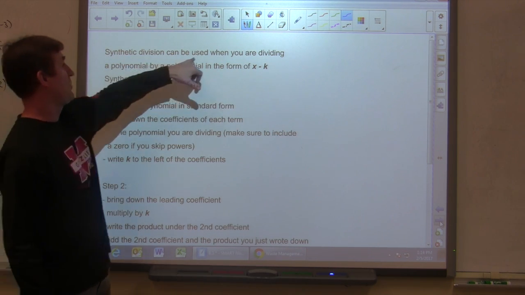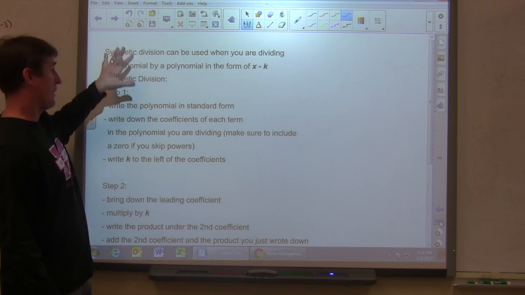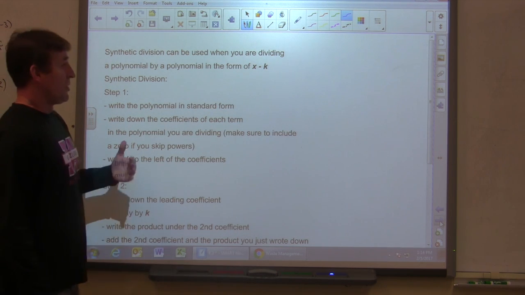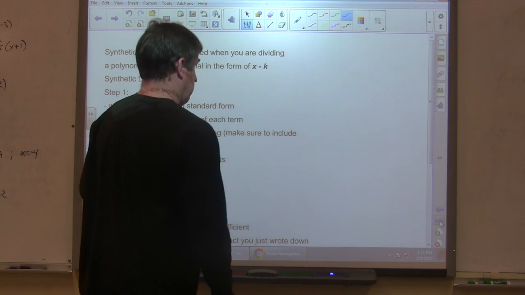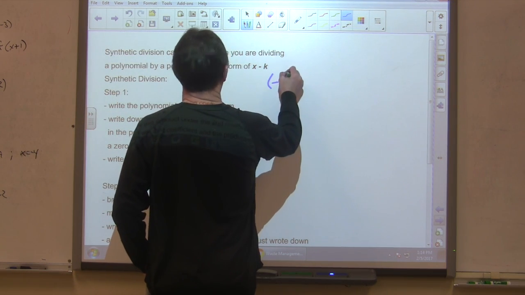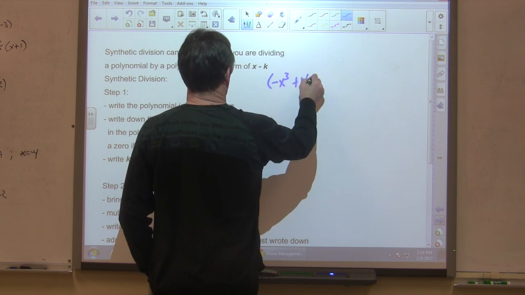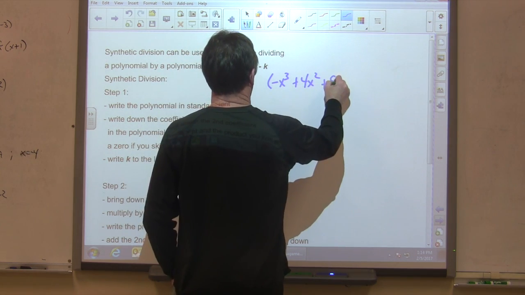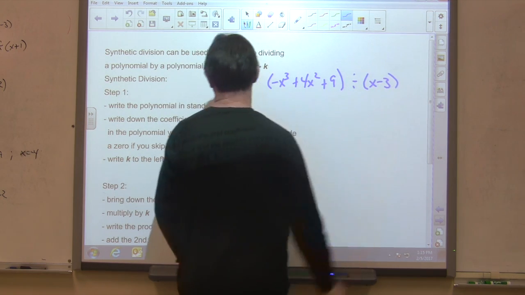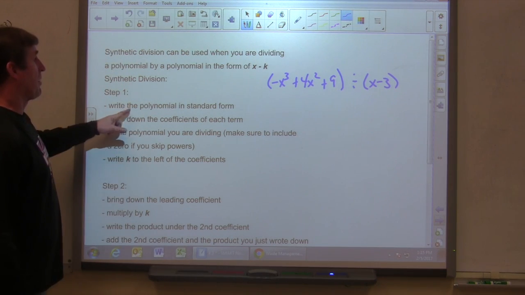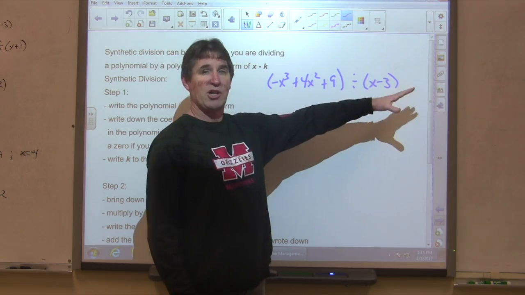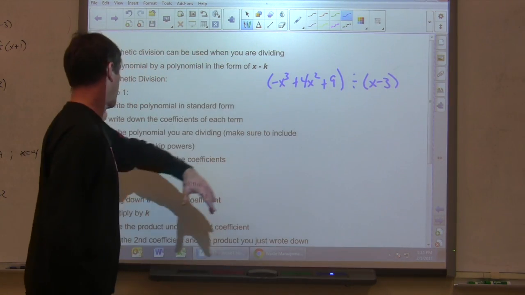So synthetic division can be used when you are dividing a polynomial, like we did, by another polynomial in the form of x minus k. So synthetic division, if we were to take, as an example, negative x cubed plus 4x squared plus 9, and divide that by x minus 3. So let's go through these steps. It says write the polynomial in standard form. So if these are not from highest to lowest power, then you want to change them so that they are. In this case, they are.